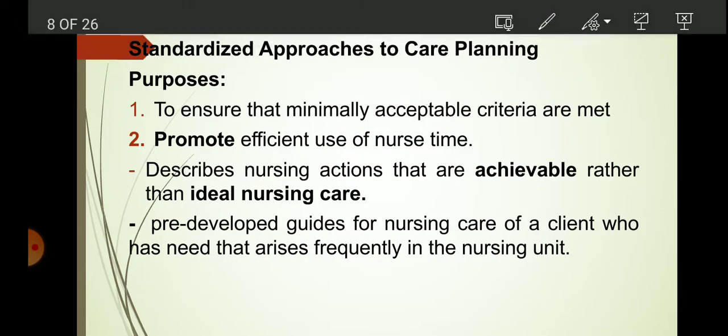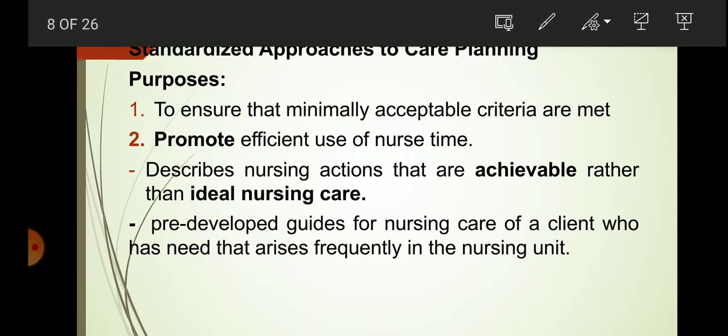Now, there are standardized approaches for care planning. So, what are the purposes? Of course, to ensure that minimally acceptable criteria are met, and to promote efficient use of the nurse's time. Of course, if you don't have appropriate planning, how can you allocate your time to your patients? For example, when you are working in a public hospital where the census is 1 nurse to 60 patients or more than 60, whereas it is 1 to 100. So how can you allocate time for them?